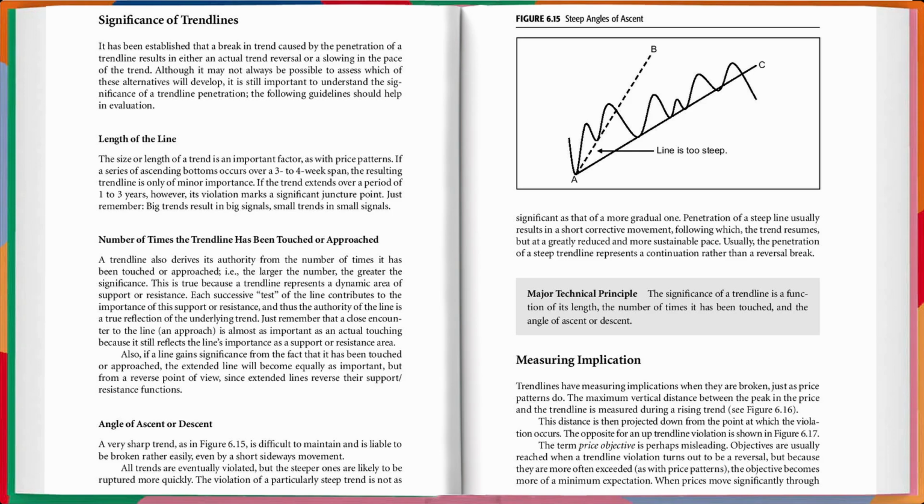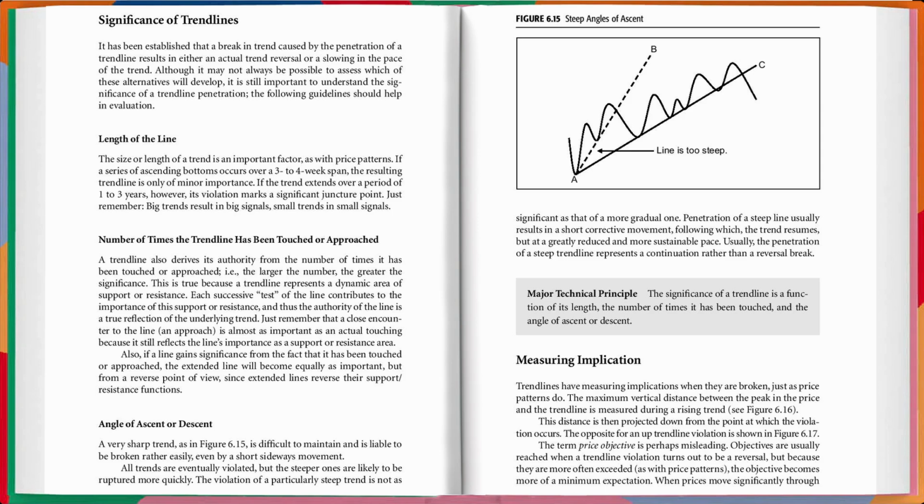Penetration of a steep line usually results in a short corrective movement, following which the trend resumes, but at a greatly reduced and more sustainable pace. Usually, the penetration of a steep trend line represents a continuation rather than a reversal break. Major technical principle: the significance of a trend line is a function of its length, the number of times it has been touched, and the angle of ascent or descent.